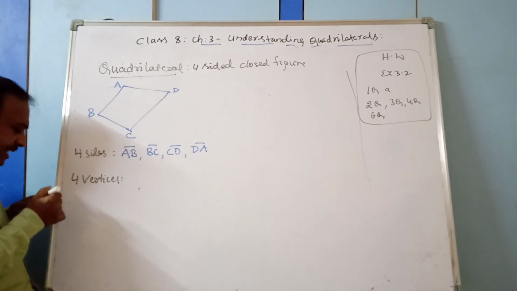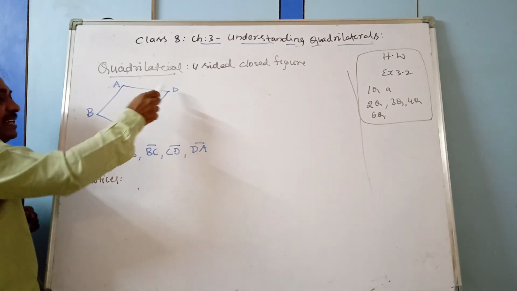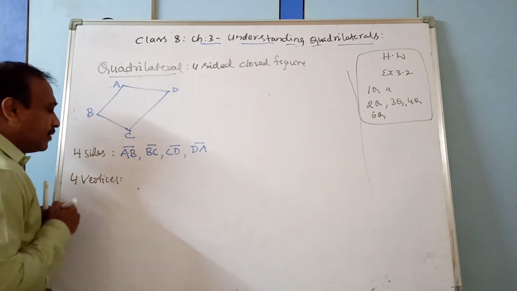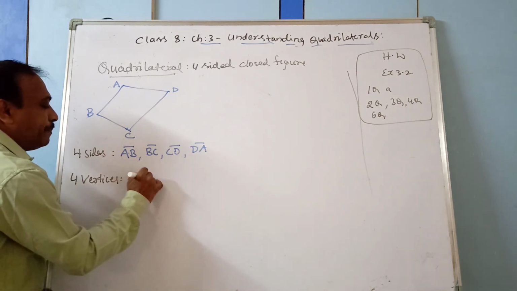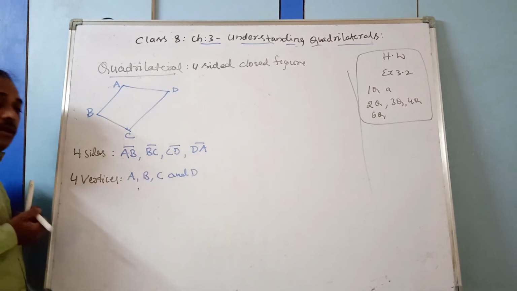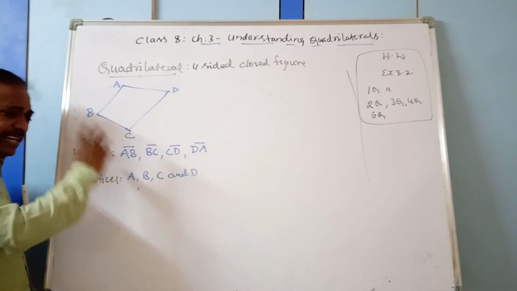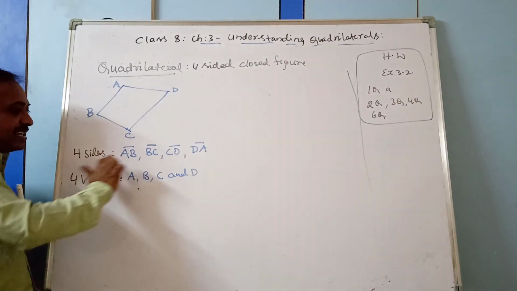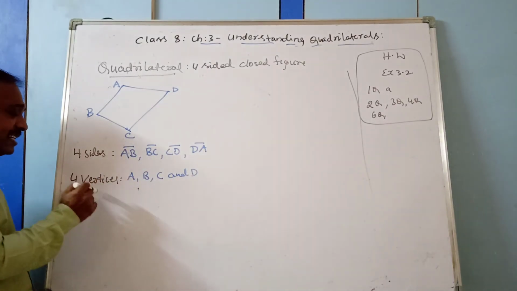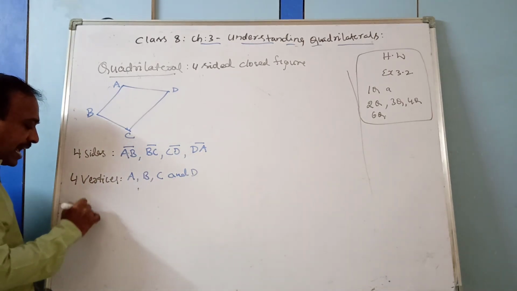Four vertices means what? Corners. A, B, C, D. So, the four vertices are A, B, C and D. It may be any quadrilateral. These are the similarities: four sides, four vertices. Next, one more thing, four angles.